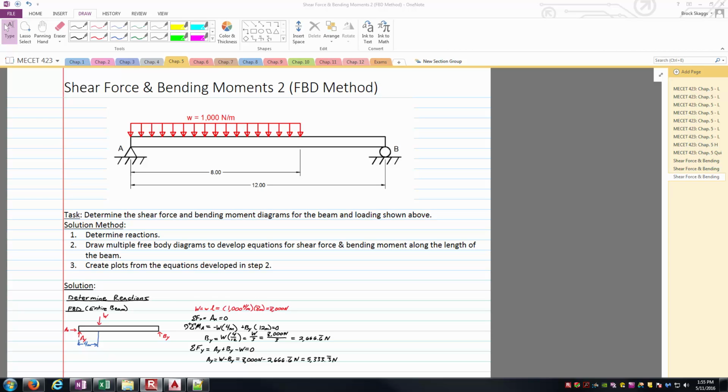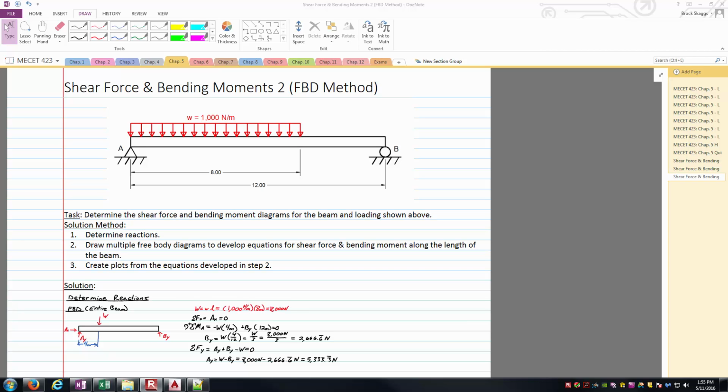But then we draw multiple other free body diagrams, and each free body diagram is going to expose the internal shear force and internal bending moment on some cut section that we make along the length of the beam. And from knowing that slice of the beam, or that chunk of the beam, is in static equilibrium, we should be able to write our equilibrium equations and come up with expressions for the internal shear force and the internal bending moment at that given point.